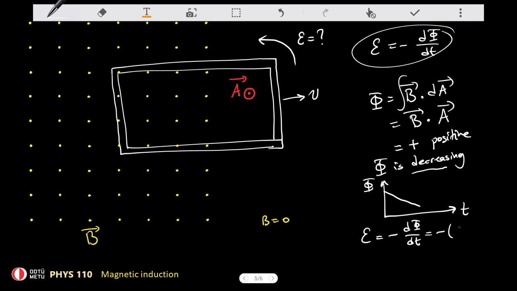So flux is decreasing, so therefore its rate of change is negative. So therefore EMF is positive. That means along the direction that we have chosen, the EMF is positive. All right, so that's the answer to the question of what's the direction of the EMF. So in that case, the current would be flowing in the counterclockwise direction.